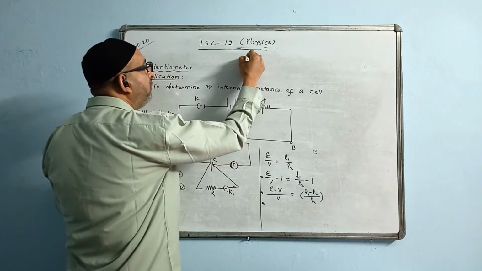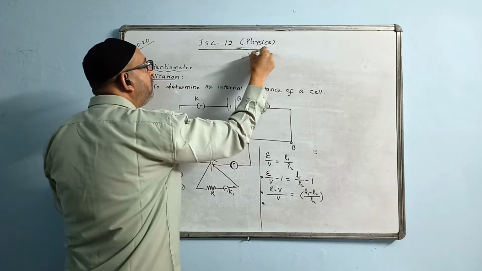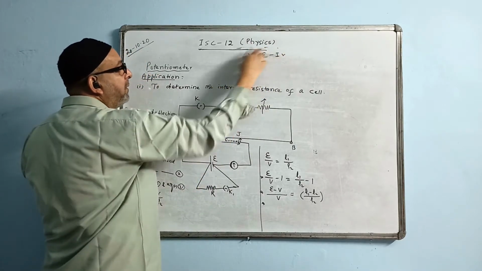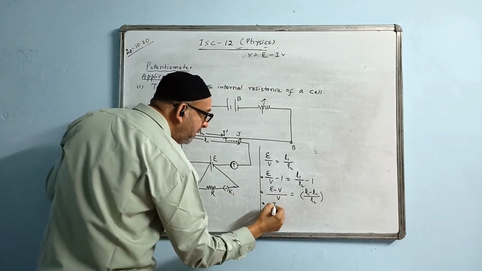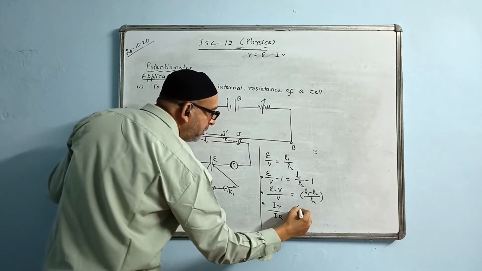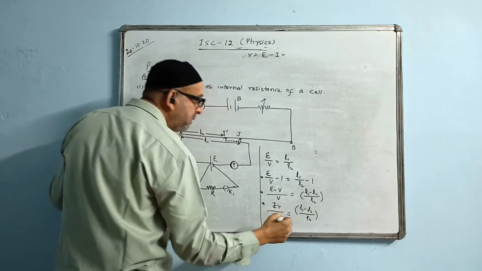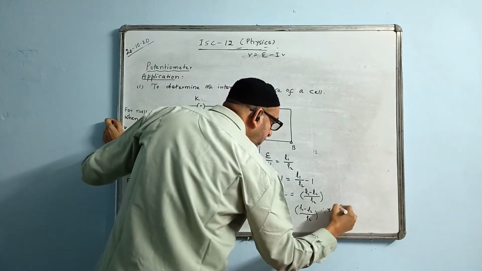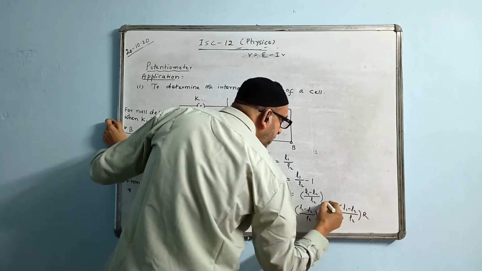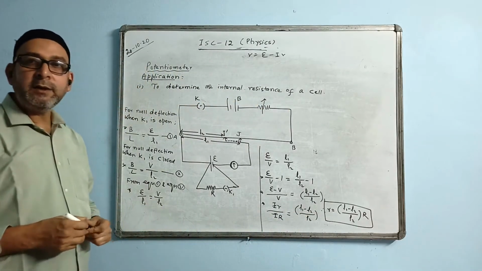We know the formula V is equal to E minus Ir. Therefore, E minus V will become Ir. So, E minus V over V is Ir divided by IR, where V is equal to I capital R. Here we get L1 minus L2 by L2. I and I cancel. Therefore, the value of r will become L1 minus L2 by L2 into R. So, this becomes the formula for finding the internal resistance of the cell.